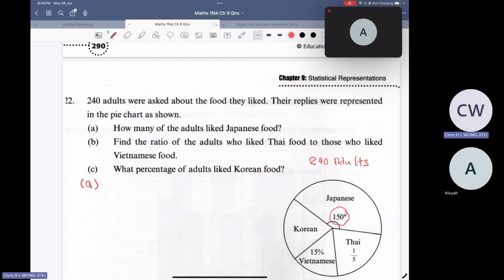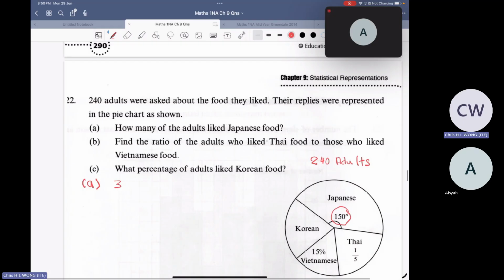A. 360 degrees gives you how many adults? 240 adults for the total adult survey, about the kind of food that they like to eat. What we want is how many adults like Japanese food. Japanese food is 150 degrees. 150 degrees will give you 240 divided by 360 times 150. How many adults is this? Calculate.